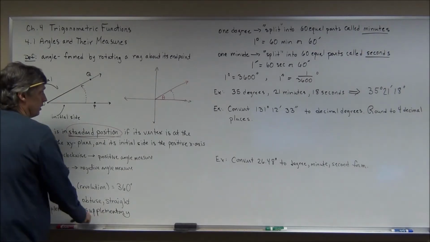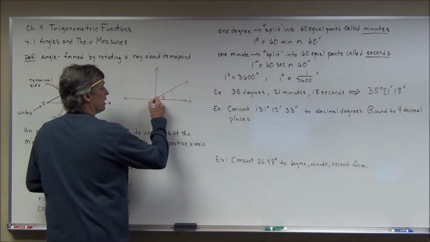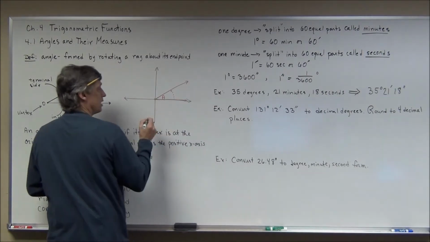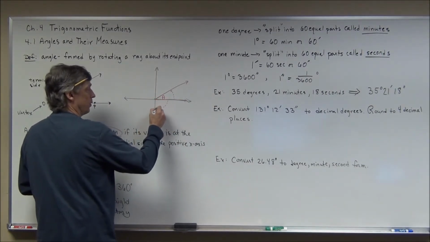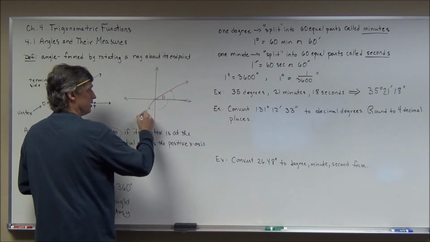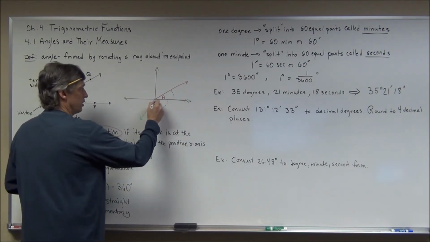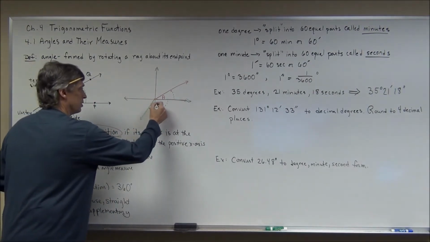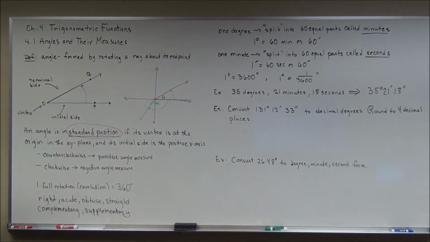So if I had something along the lines like this was my initial side here, and I rotated it this way, then this angle, which we could call, let's say, alpha, which looks a little bit like a fish, we would say that that angle in green has negative measure.